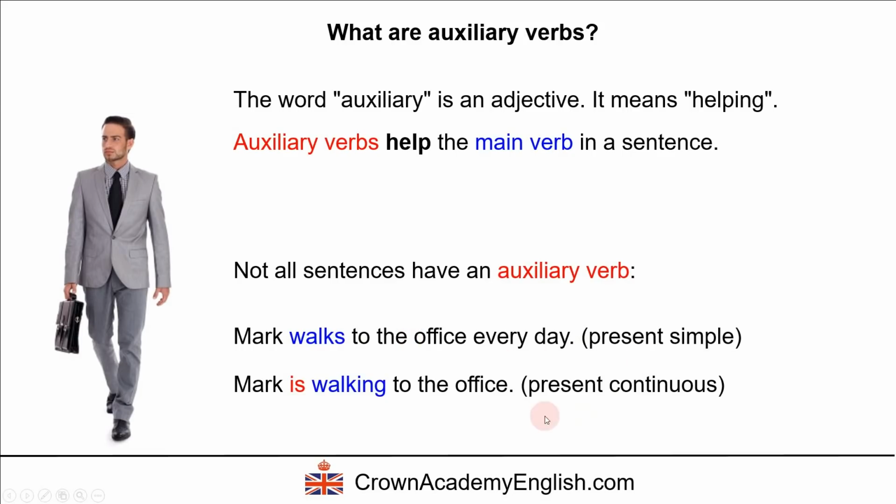And here is an example with an auxiliary verb. This is the present continuous. Mark is walking to the office. This is the main verb, walking, and is, this is the auxiliary verb. And this is in fact the verb be.